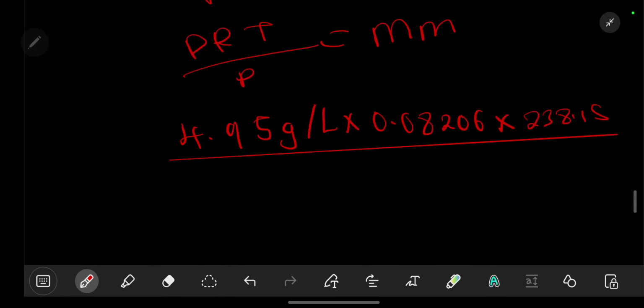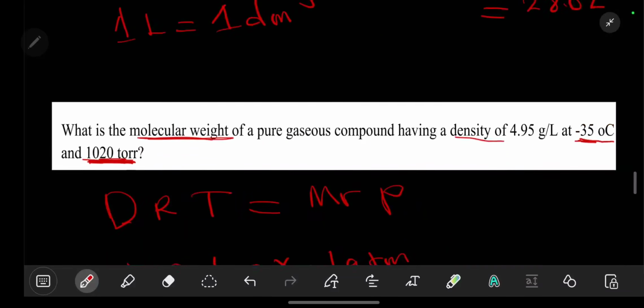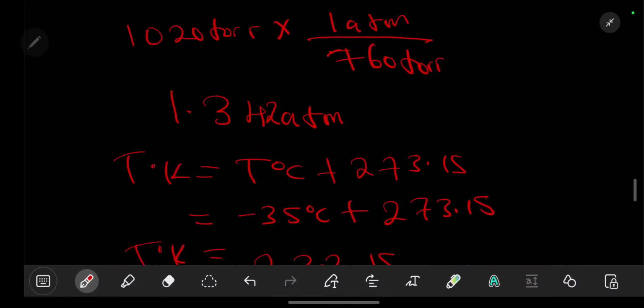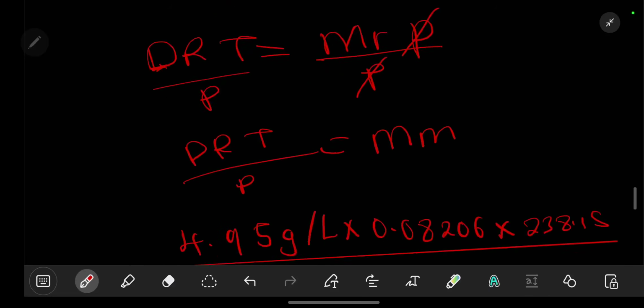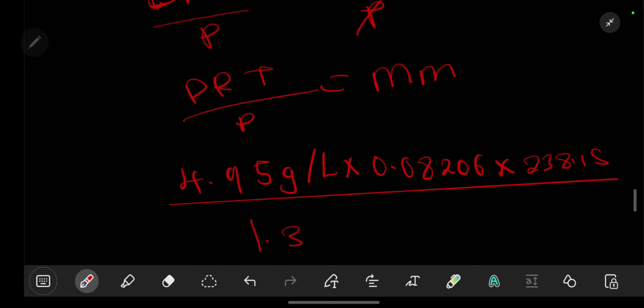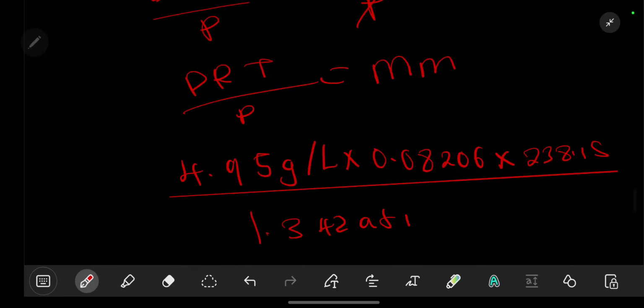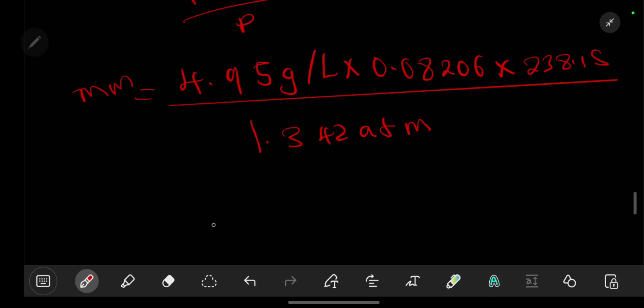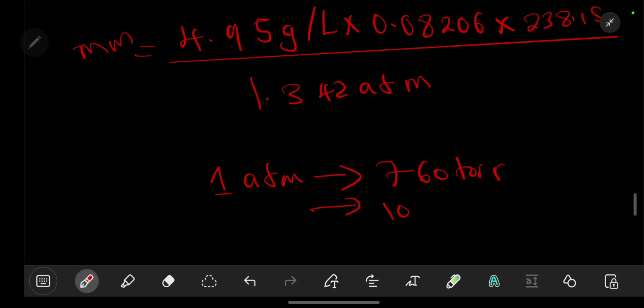So what is our pressure? Our pressure of 1020 torr is equivalent to what we found, 1.342 atm. So I can even put the molar mass here, whether I put it there or here, it's still the same. Now, for those of you that do not know this way of conversion, you can just say 1 atm is equal to 760 torr. How about if you have the 1020 torr? What is the equivalence? You don't know, you can still use this.